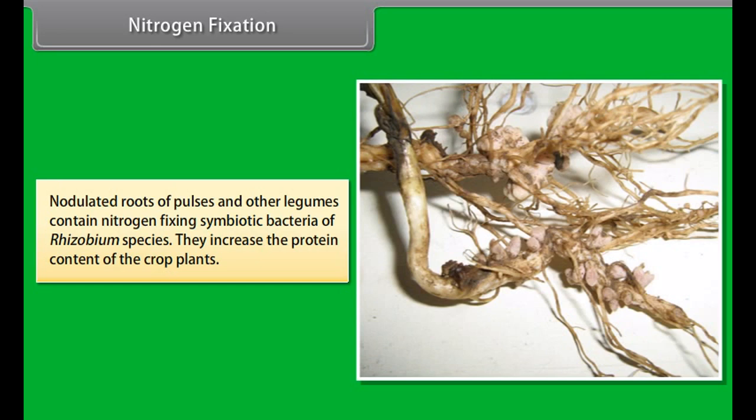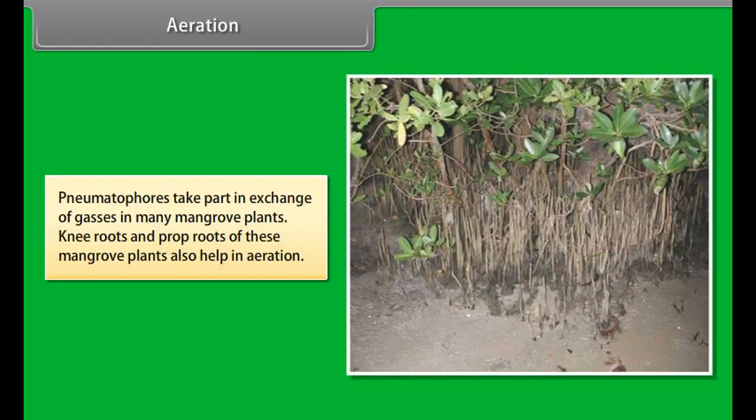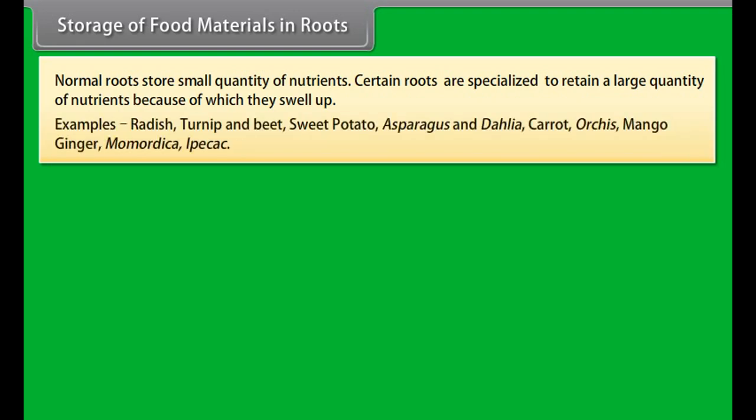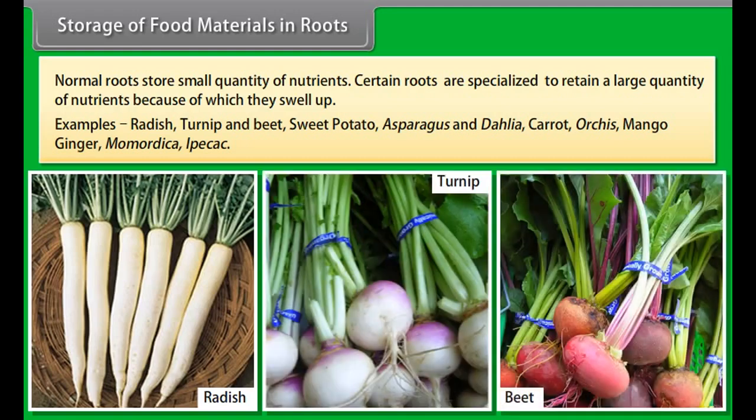They increase the protein content of the crop plants. Aeration. Pneumatophores take part in exchange of gases in many mangrove plants. Knee roots and prop roots of these mangrove plants also help in aeration. Storage of food materials in roots. Normal roots store small quantity of nutrients. Certain roots are specialized to retain a large quantity of nutrients because of which they swell up. Examples: radish, turnip and beet, sweet potato, asparagus and dahlia, carrot, orchids, mango, ginger, Momordica, ipecac.